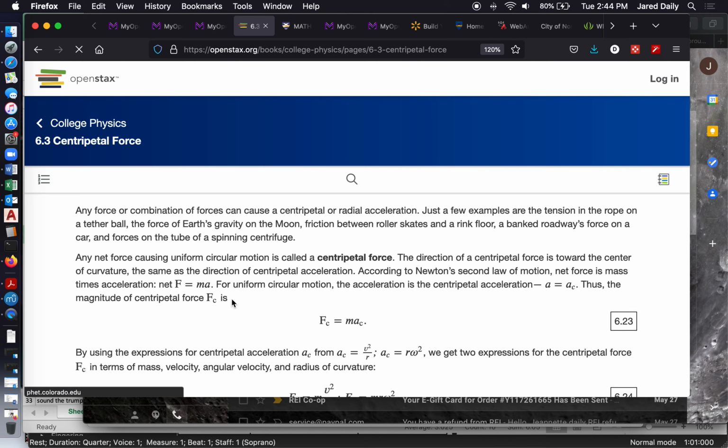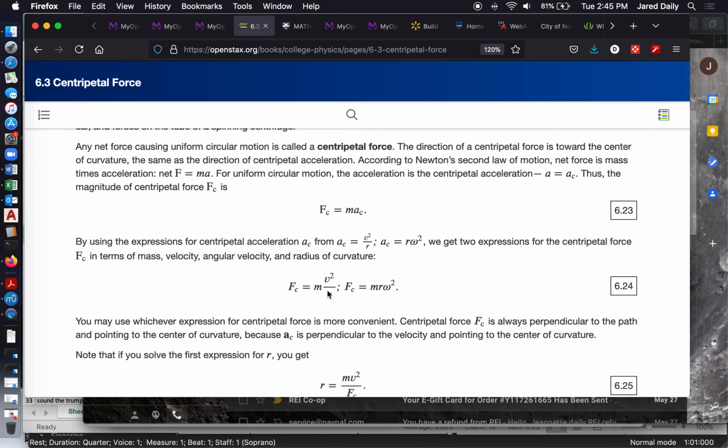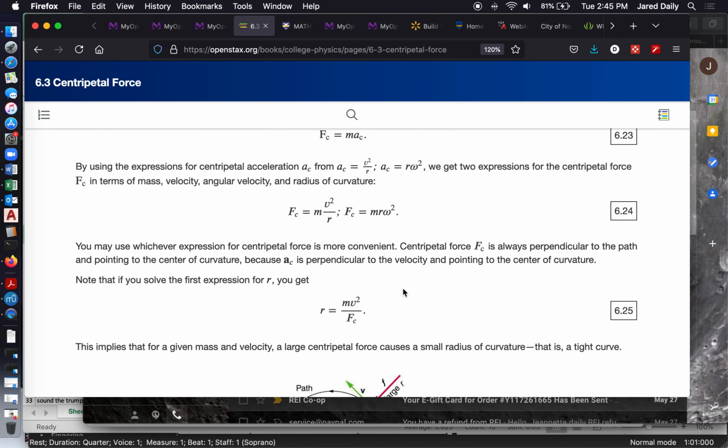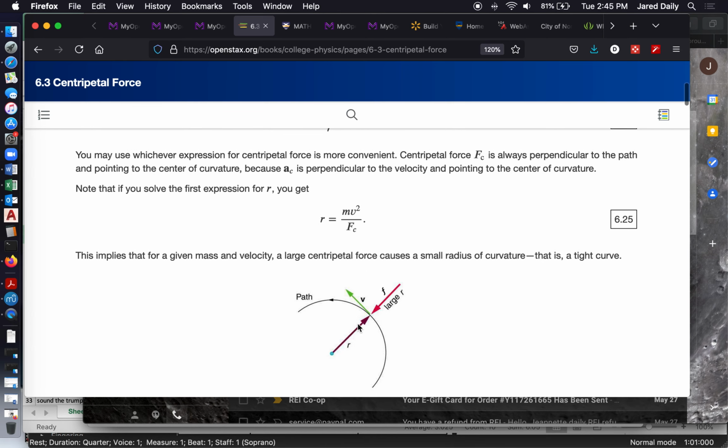And of course, once you have an acceleration, we can use Newton's second law to determine a force, because force equals mass times acceleration. So the centripetal force is the force that causes that centripetal acceleration, and centripetal force equals mass times centripetal acceleration. We can replace the centripetal acceleration in this equation with one of the two formulas that we have for it and get centripetal force equals mass times tangential velocity squared over r, or centripetal force equals mass times r times angular velocity squared, those being all magnitudes of those quantities. You can also solve for the radius. Radius equals mass times tangential velocity squared over centripetal force.